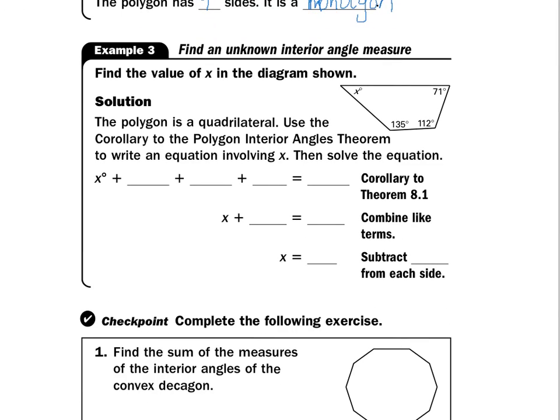Find the value of x in the diagram shown. So we have 4 sides, n minus 2 times 180. So that's 360. A 4-sided figure has 360. So we're going to add up all the angles. 135, 112, 71. That should add to 360. So I'm going to combine like terms here and add those up to get 318. And then I'm going to subtract 318 from both sides to get 42. And that makes sense with that angle size.